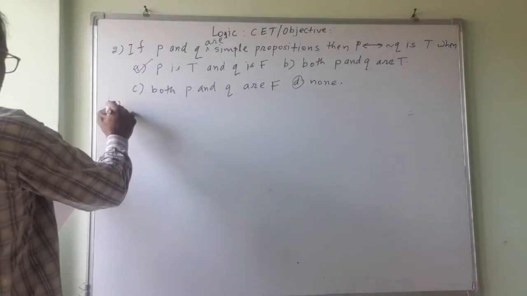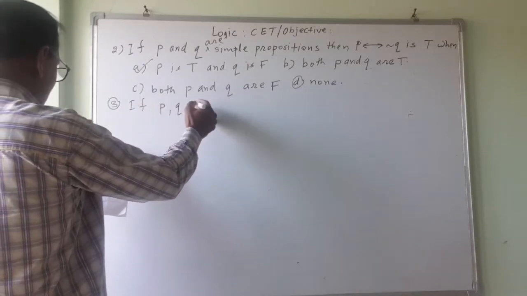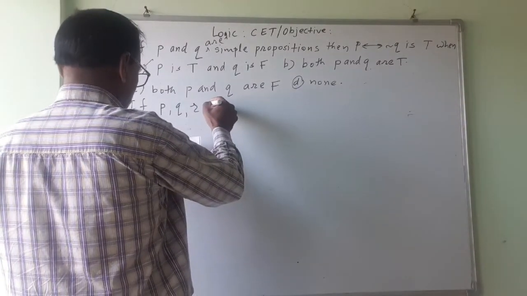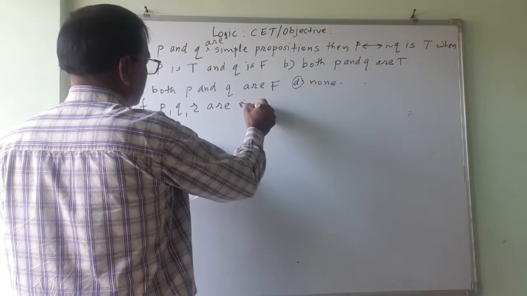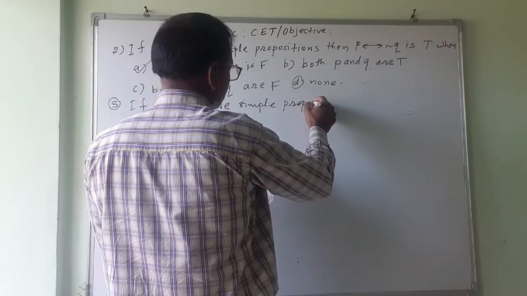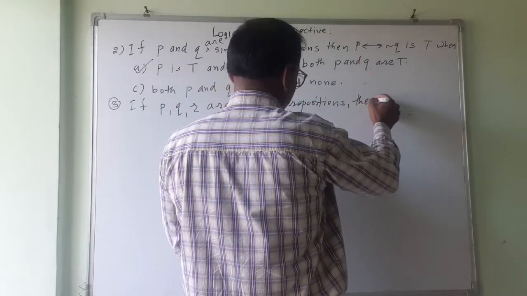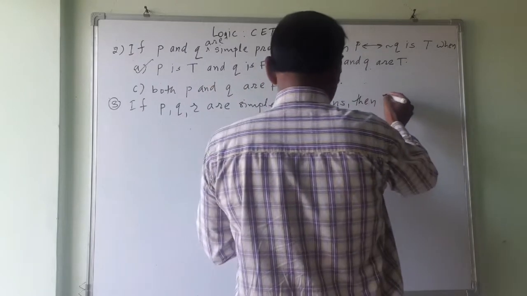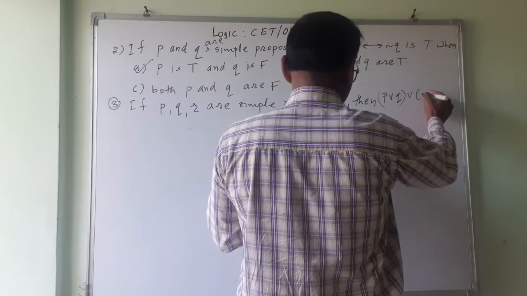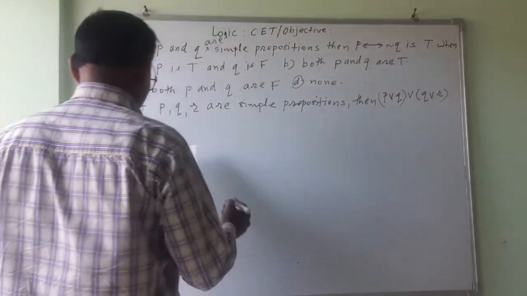Third one, if P, Q, R are simple propositions, or statements, then P or Q or Q or R is F.